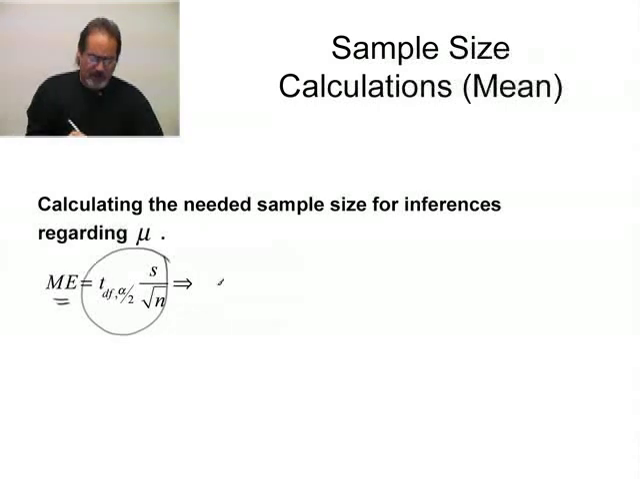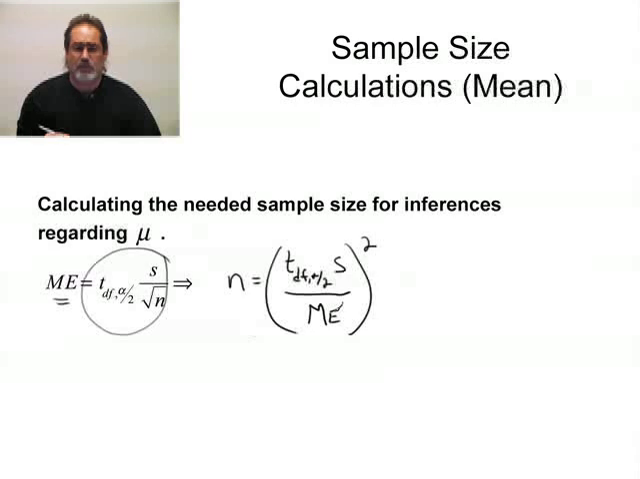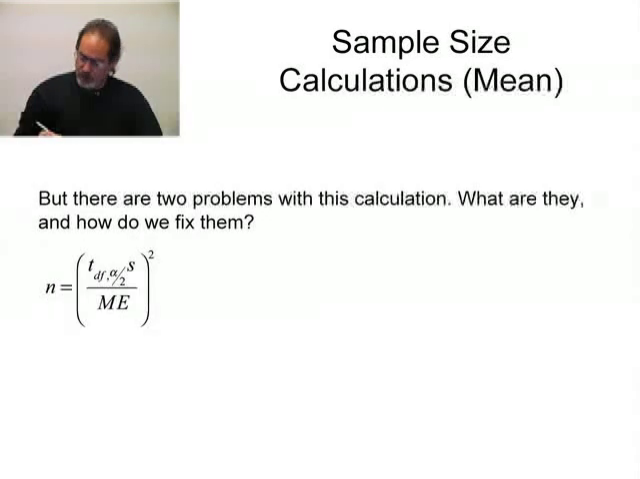Now, when we do this and solve for n, what we end up with is n is equal to t on the appropriate degrees of freedom of alpha over 2 times s divided by the margin of error that we specify, this whole quantity squared. So this looks like it should be what we will use for our sample size calculations. However, there is an issue with it. And that issue is simply two things.